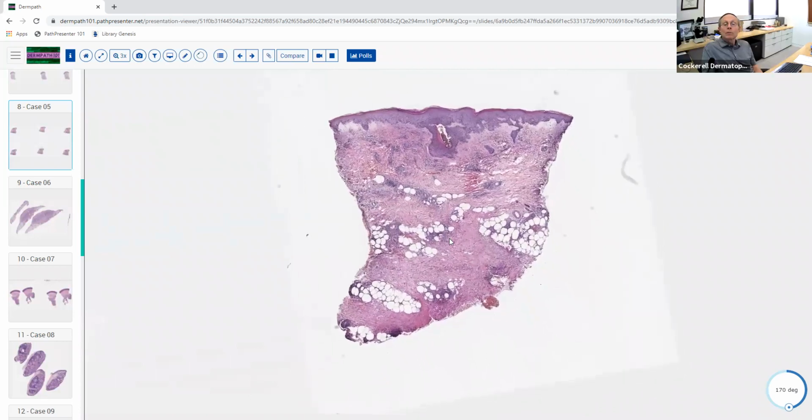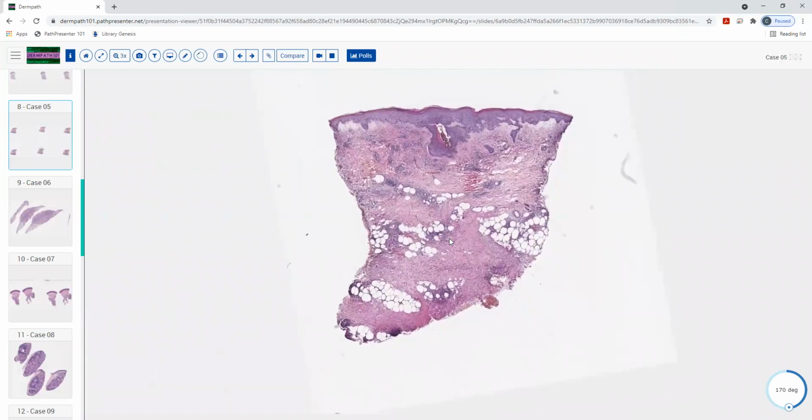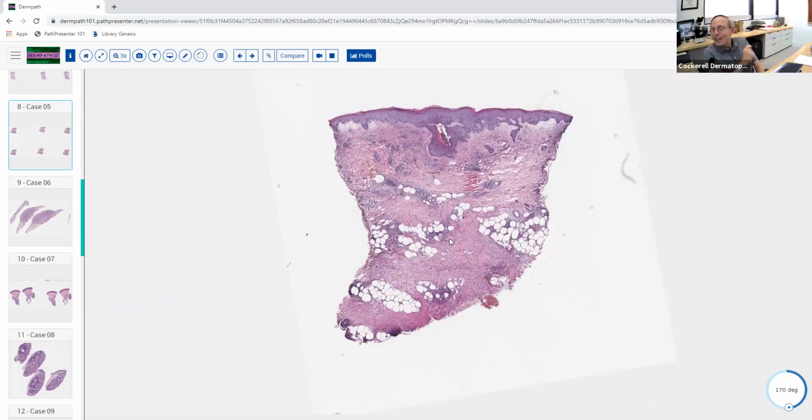Okay. Who wants to give this one a go? Hi, Dr. Cockerell. This is Edgar. I'm one of the first years here at Baylor. Great. You guys all come with a title. I can tell who it is.